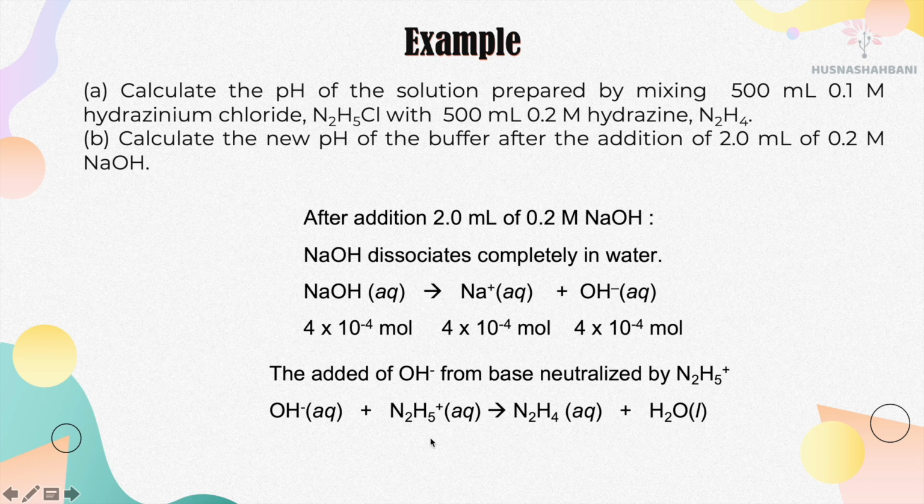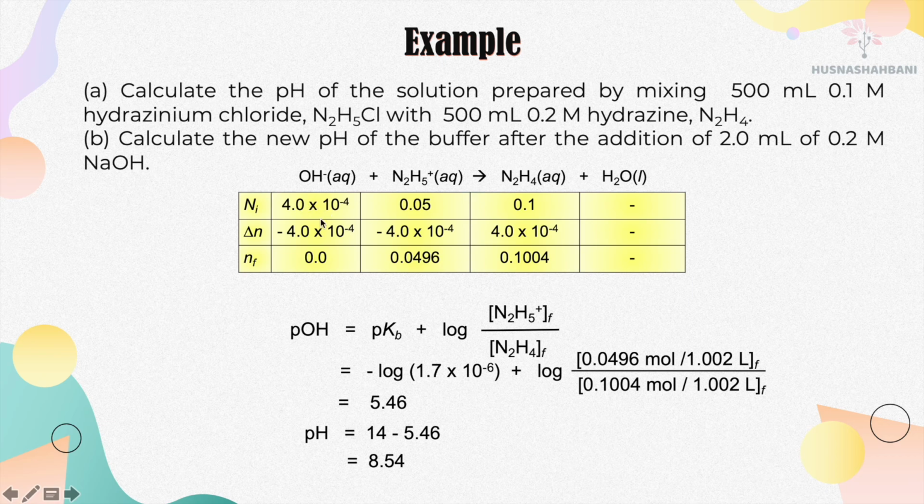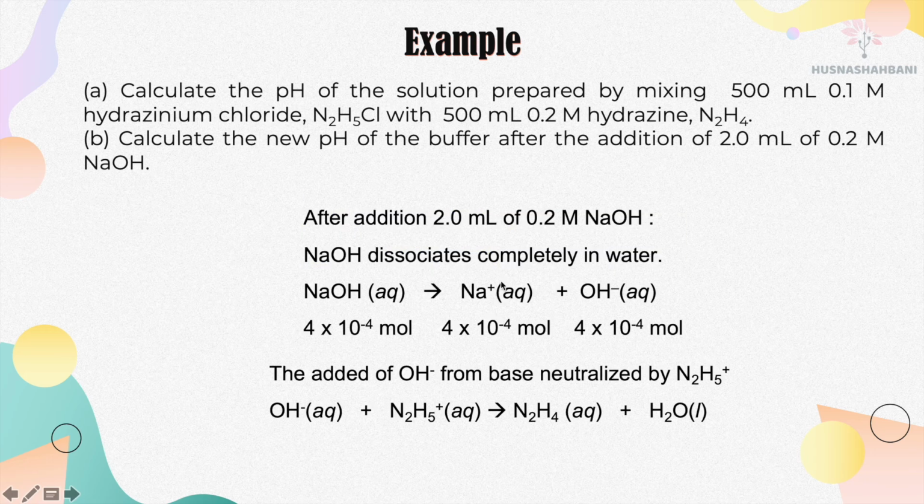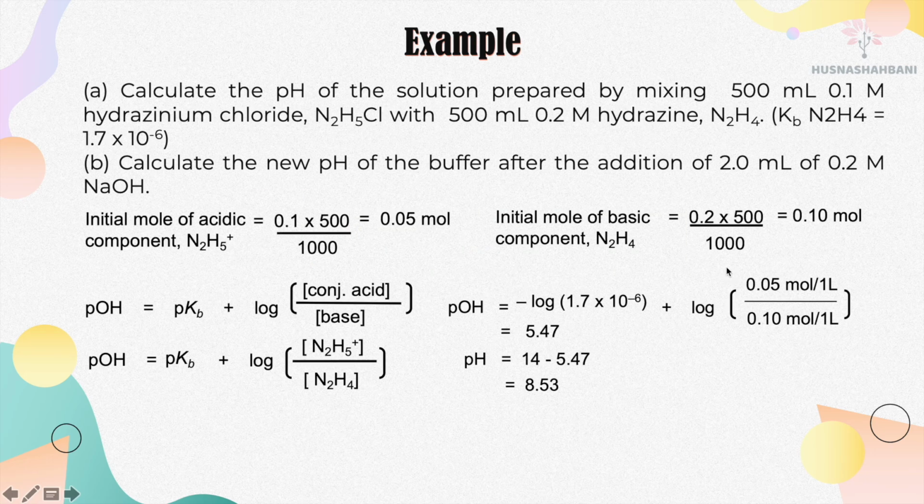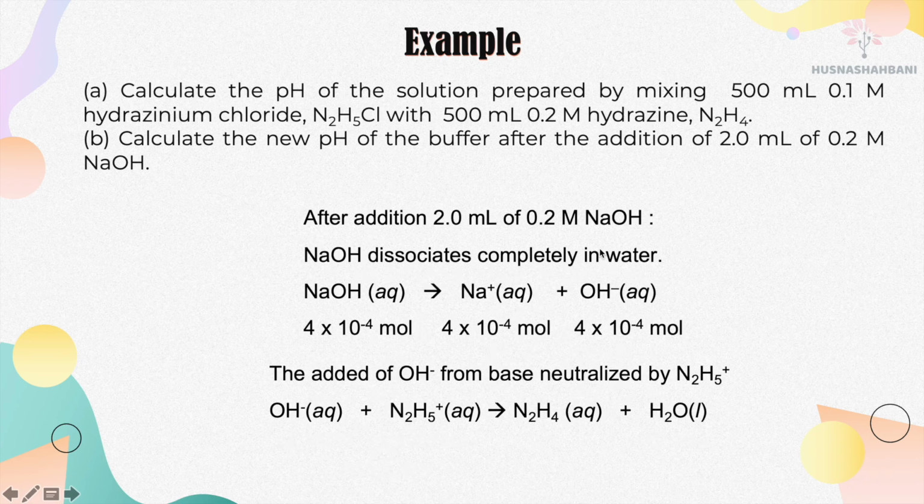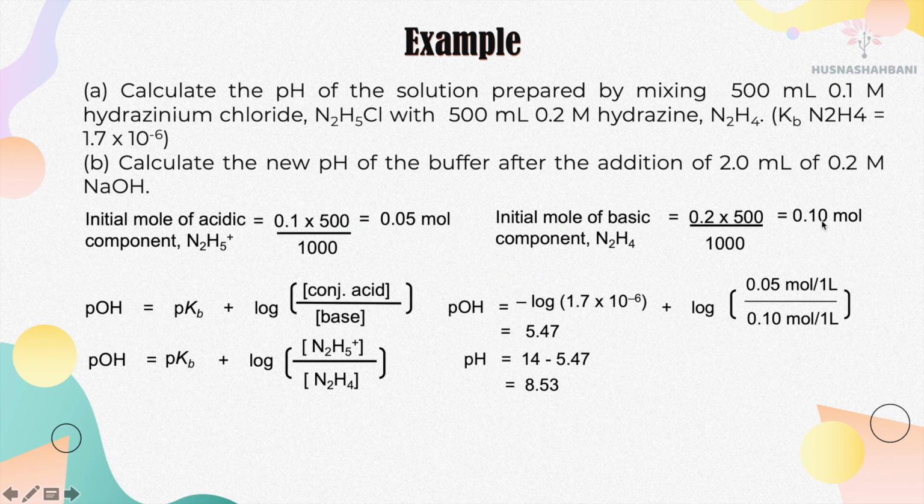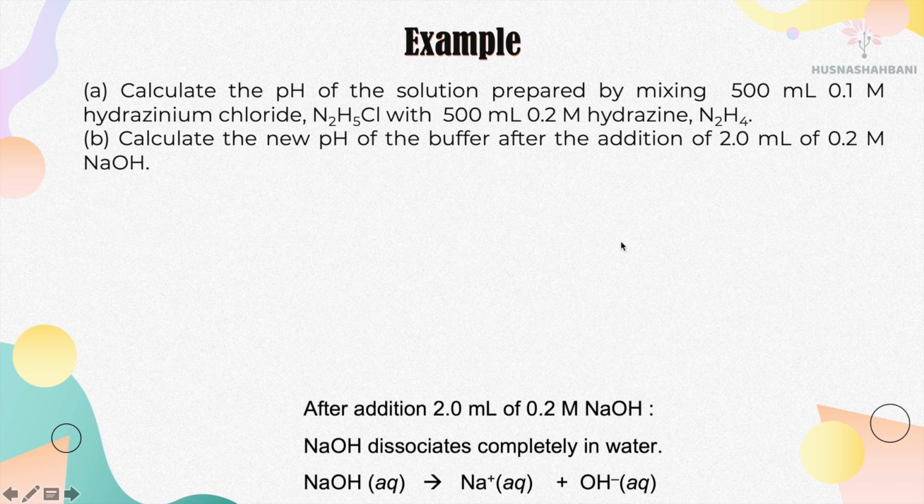We need to calculate the new pH. So here you have 4 times 10 to the power of negative 4 mole for each, because it needs to be the same, since the ratio is 1 mole, 1 mole, 1 mole. Okay, so the initial, that's the comparison. For OH minus, the initial is 4 times 10 to the power of negative 4. For N2H5 plus, the initial is 0.05 mole. And the initial of N2H4 is 0.1 mole.